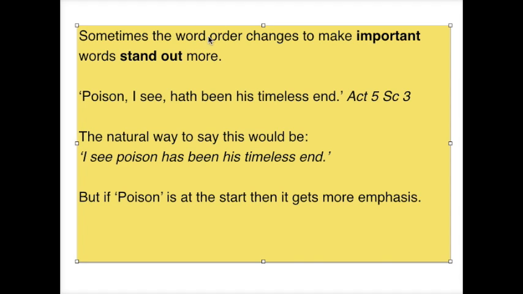Word order we're going to look at now. So word order, the order of the words, and sometimes the word order changes to make important words stand out more. So a line would be, "Poison, I see, hath been his timeless end." And the natural way to say that line would be, "I see poison has been his timeless end." But that just sounds a little pedestrian compared to sticking poison right at the beginning, so we get it in our mind's eye. Poison, horrible image, has killed the young Romeo.